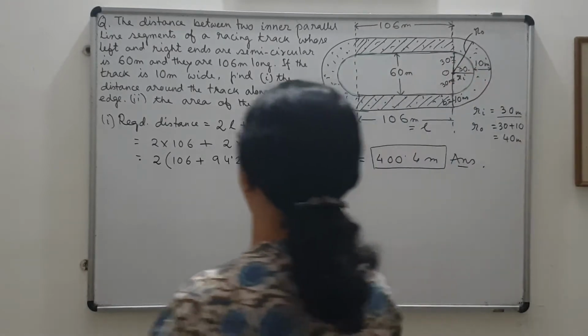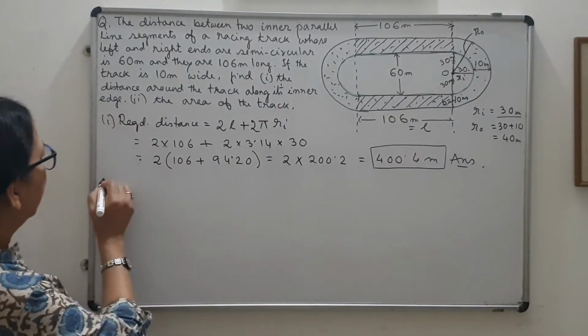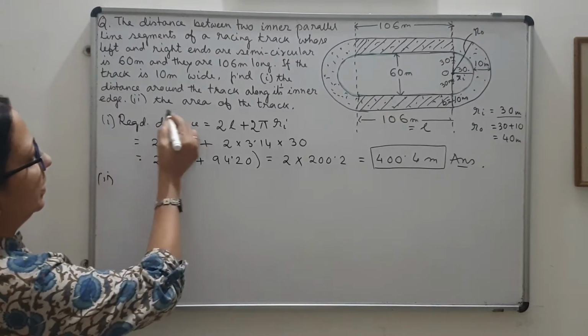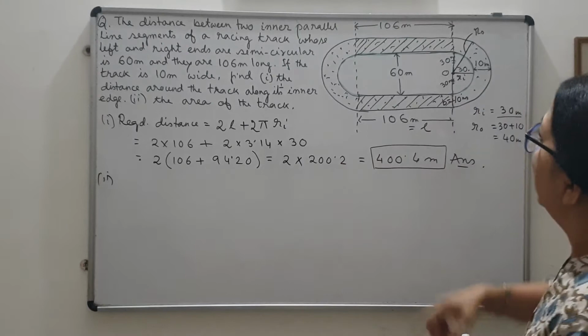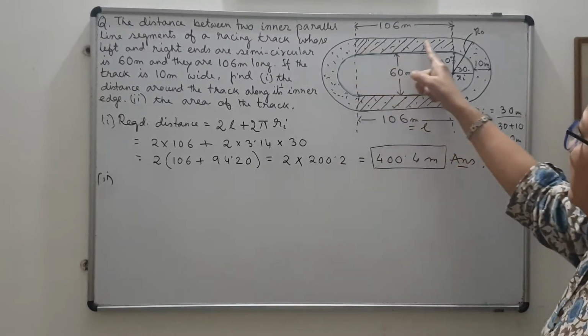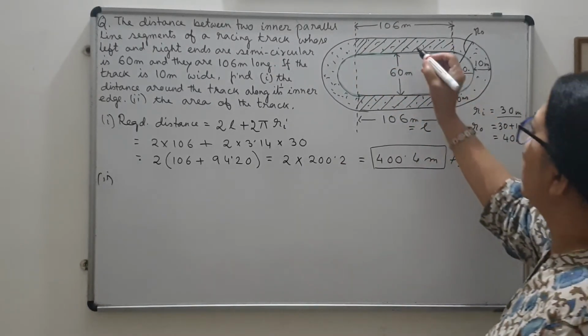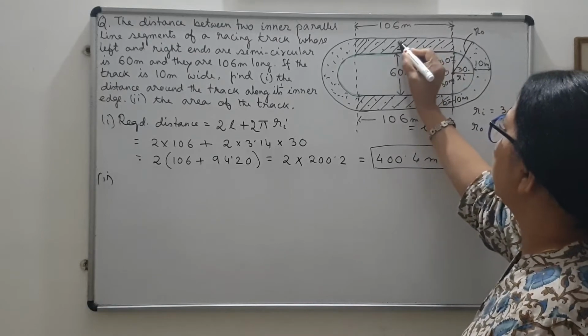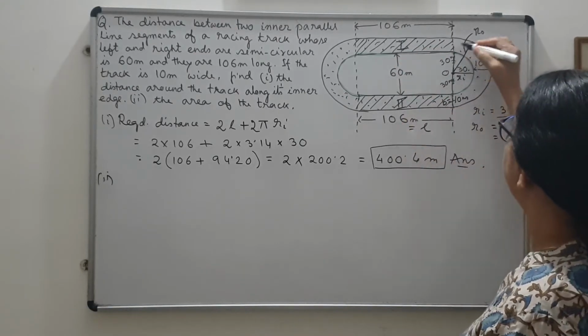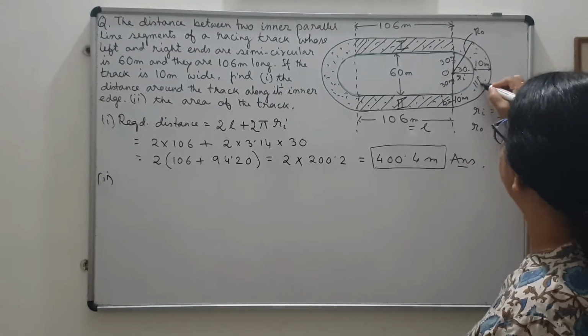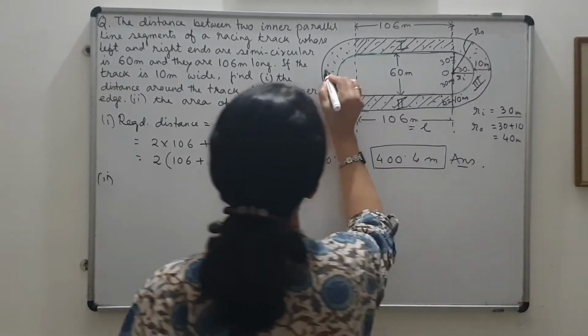Now for the second part, the area of the track. Now again you see the area of the track, as you see. So there are two identical rectangular parts. Let me mark them, say this is region 1 and this is region 2, and these semicircular parts let me write as region 3 and this one as region 4.